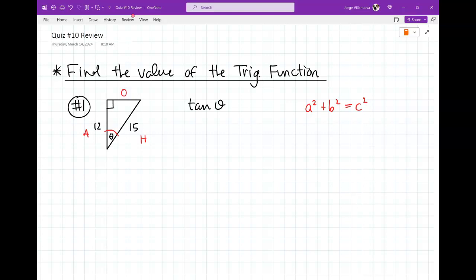A and b, it doesn't really matter which you want it to be. I'm just going to let my a always be the unknown one, okay? So the unknown, the opposite side, I'm just going to call a squared. b will be 12 squared, and c will be 15 squared. So a squared plus 144 is 225.